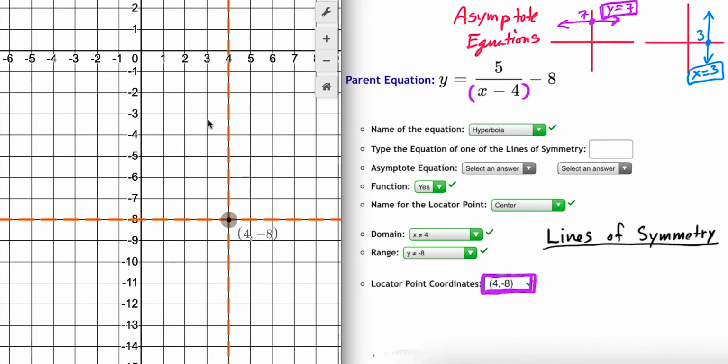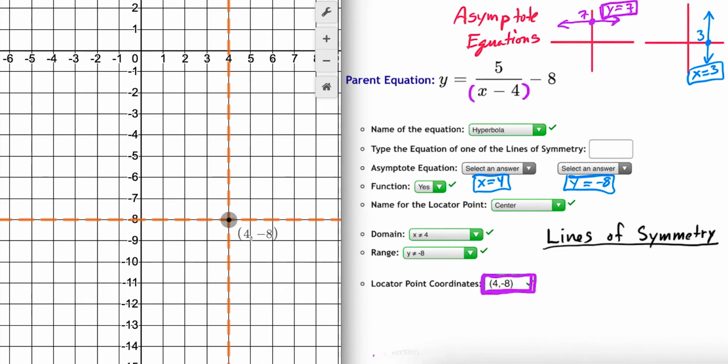Now in this picture right here, you're noticing that it's a vertical line hitting the x-axis at 4. So that equation will be x equals 4. Then the other one is a horizontal asymptote hitting the y-axis at negative 8. In that case, I'll say y equals negative 8. That's how you find the asymptote equations.